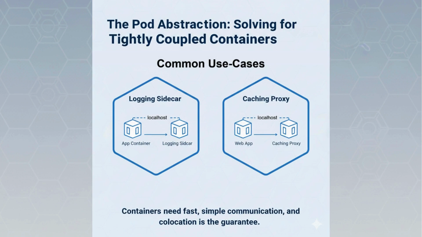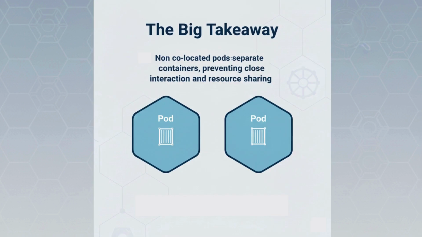Think about real-world examples. An application container that writes logs with a logging sidecar that reads from localhost to collect and forward those logs. Or a web application with a caching proxy on localhost for instant access. These containers need fast, simple communication, and collocation makes it possible. This is ideal because oftentimes containers need to work together inside pods, and localhost communication makes that collaboration fast and efficient. So what have we learned today?